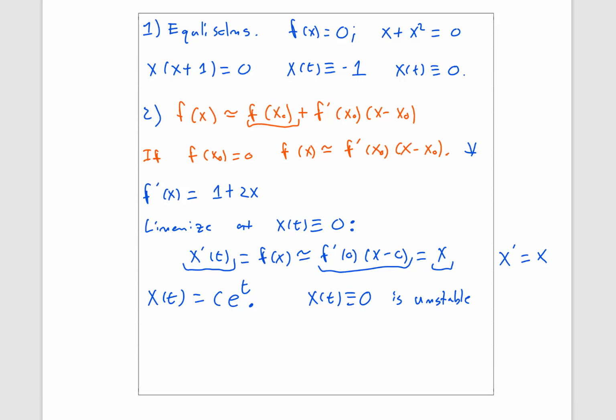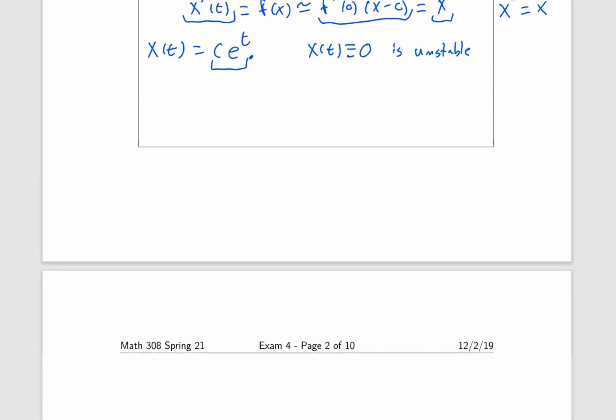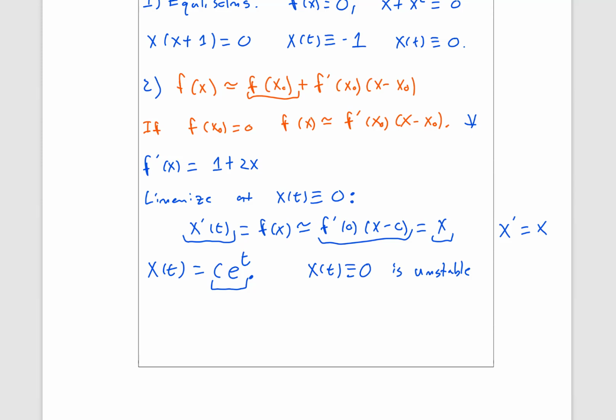Okay, and again, that's because solutions that start near x of t equals 0 are approximately equal to some constant times e to the t, and as t gets bigger, that's going to go away from 0. Okay, now we're going to linearize. So that was the first part. We linearized about x of t equals 0. Now we're going to linearize near the equilibrium solution x of t equals minus 1.